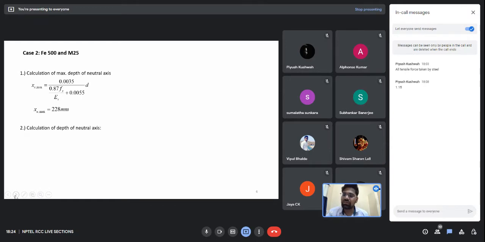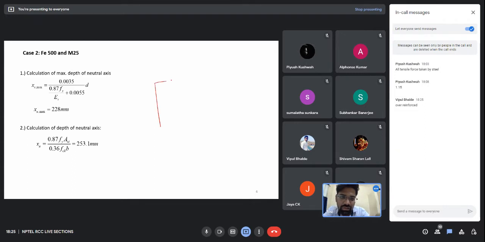Now the second is calculation of the depth of neutral axis, the actual depth which comes from the properties of our cross section. So we can calculate it from the stress profile, that is equating C equal to T. So I'm getting now 253.10. So XU, the actual depth of neutral axis, is greater than XU max. So what can we conclude now? What type of section is this? Over reinforced. Okay, so you all know this. This is over reinforced.